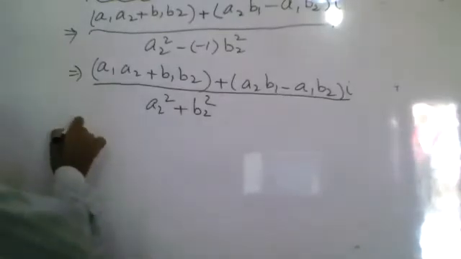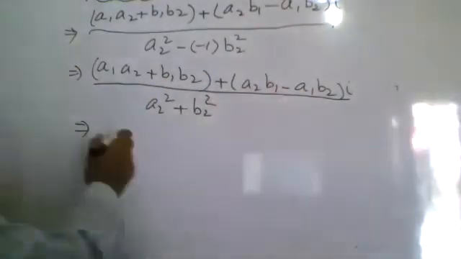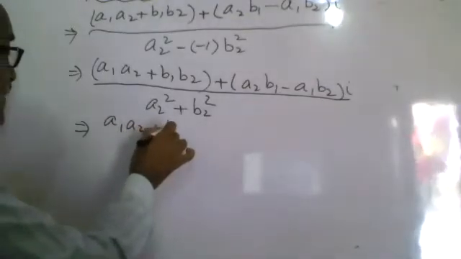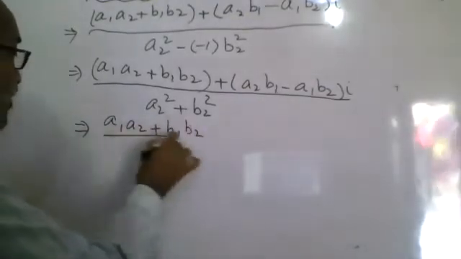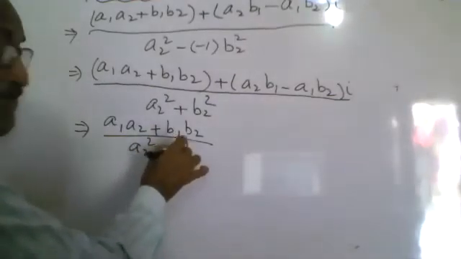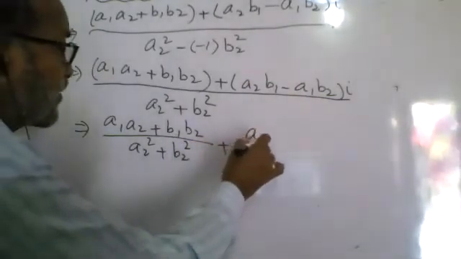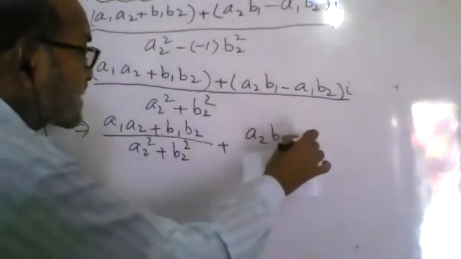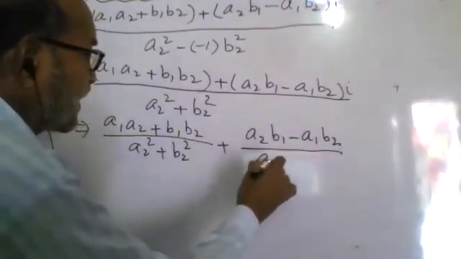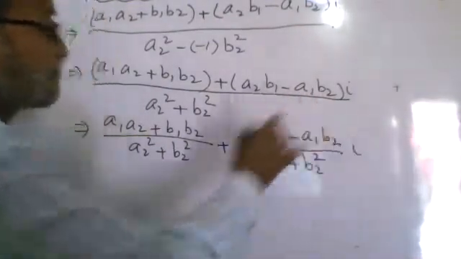So now we will separate them. This is the real part, this is the imaginary part. It will become a1 a2 plus b1 b2 upon a2 square plus b2 square, then plus a2 b1 minus a1 b2 upon a2 square plus b2 square iota.